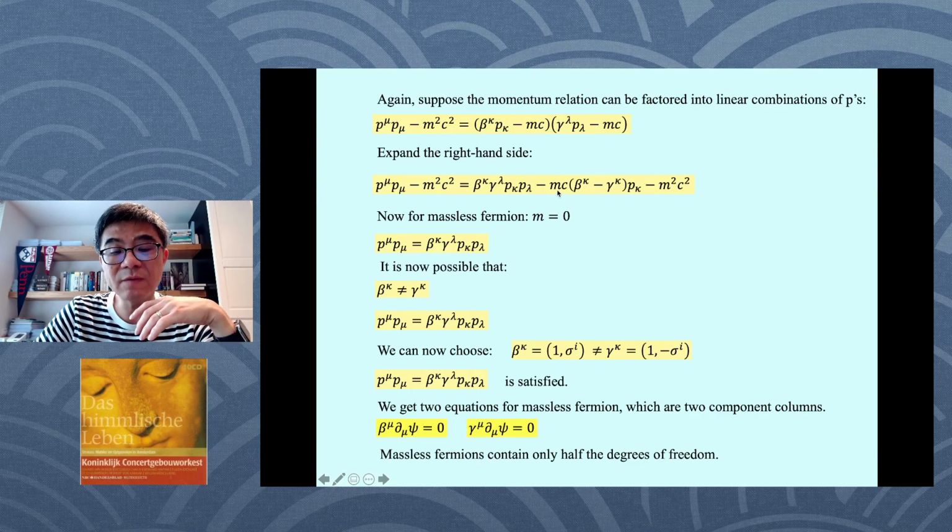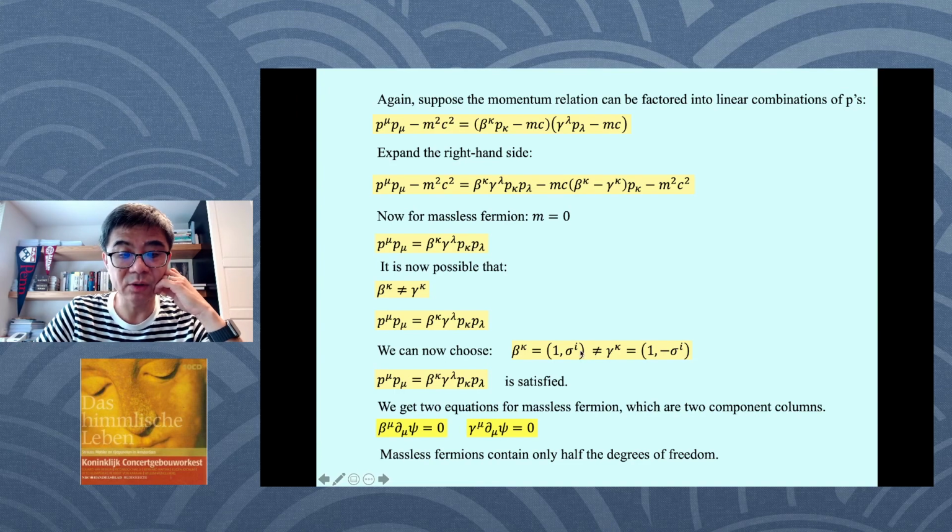But here we don't have a mass. This term does not appear in the relation. Therefore, we don't have the argument that beta and gamma need to be the same. So supposedly they could be different things. So presumably beta does not equal gamma. So this relation, I should write it correctly, p mu equal to beta kappa gamma lambda times p kappa p lambda. And we now can choose beta as 1, sigma i and gamma as 1, minus sigma i.